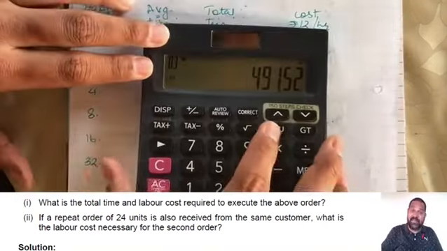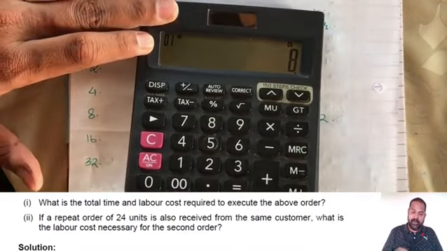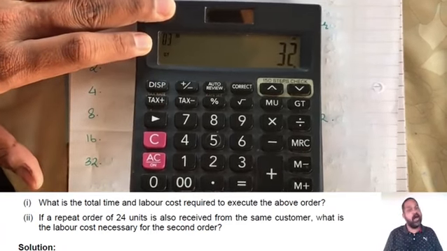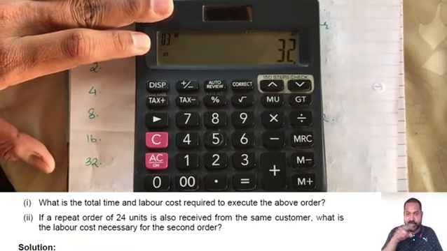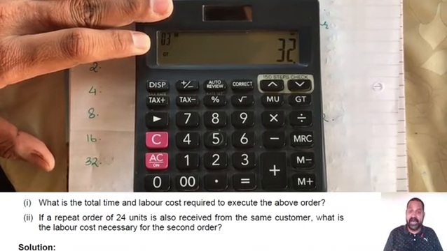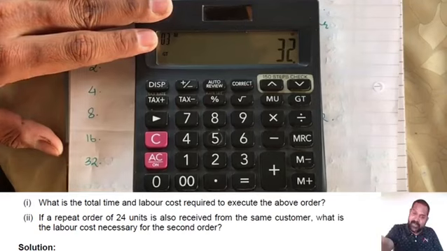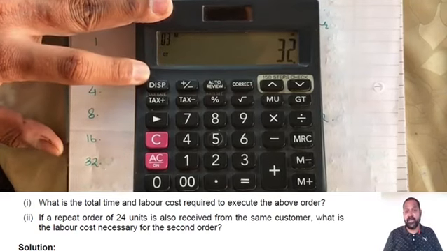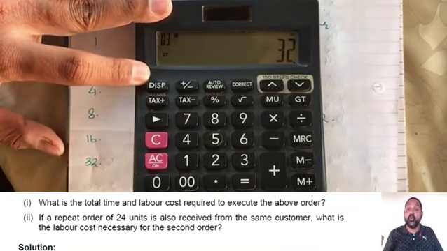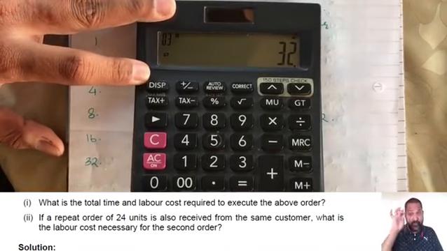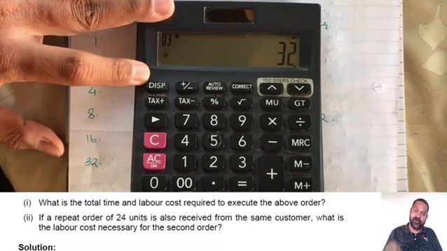You have made 8 units, the first order of 8 units. When I add a repeat order of 24 units, how many units does it become? 32. So are they actually asking you intermediate? No, they are asking you for 32 units because after 8 the learning will continue for the next 24. So after 8, when I make 24 units, I have made 32 units of the same product, and for 32 I can give you the cost or the time, whether average or total.